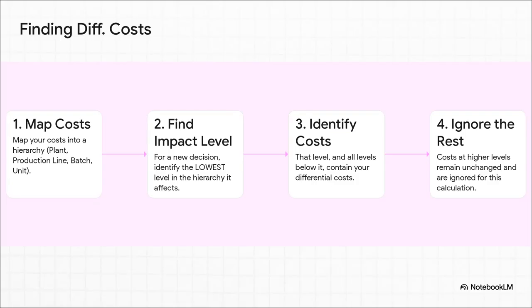This map is what lets you see exactly where a decision actually makes a ripple. And here's how you use it. First, you map out all your costs, just like we did with the bakery. Then, for that big discounted order, you ask yourself, what is the lowest, most specific level that this decision actually touches? Let's say it's the batch level. Now here's the crucial part. Only the costs at the batch level, and everything below it, in this case the unit level, actually matter for this decision. All the costs higher up, like the production line and the entire plant, are unchanged. So for this calculation, we completely ignore them.